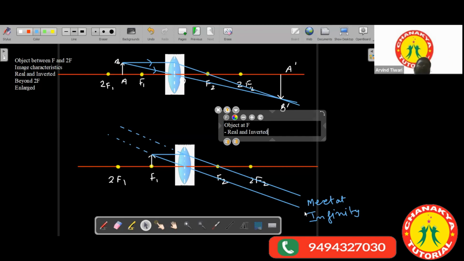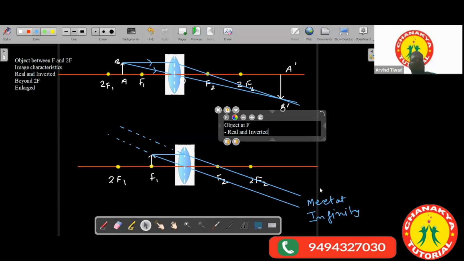Just like we have earth and sky appearing to meet at the horizon, here we have light rays going parallel to each other. The light rays which are parallel to each other are assumed to meet at infinity. They are assumed to meet very far off.